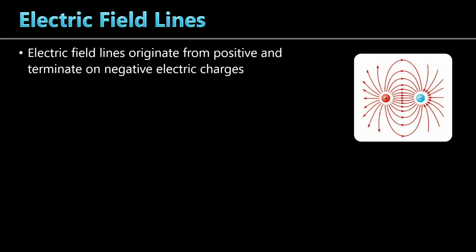So makikita natin dito yung electric field lines. They are originating and emanating from the positive point charge, and they are directed towards the negative point charge. So in this case, meron tayong dalawang charges na equal ang magnitude. Kaya kitang-kita natin symmetrical yung electric field lines.